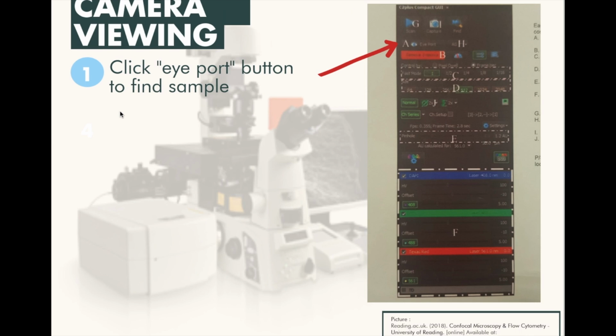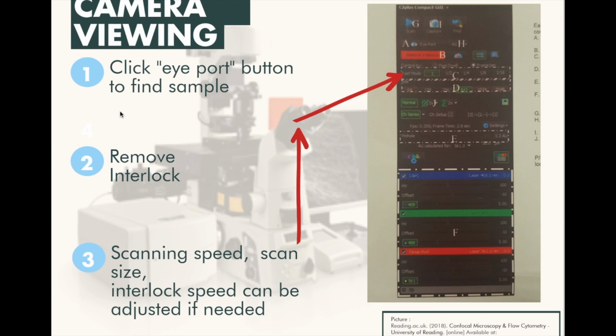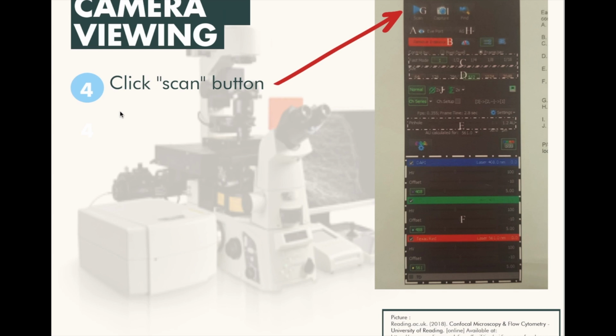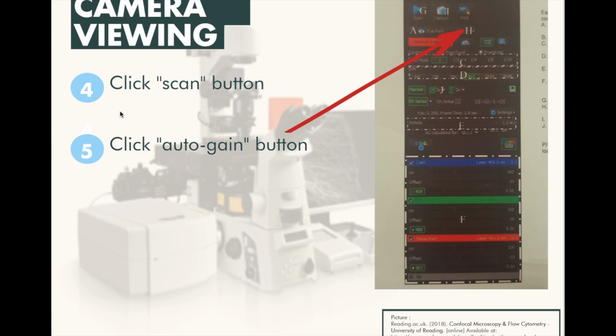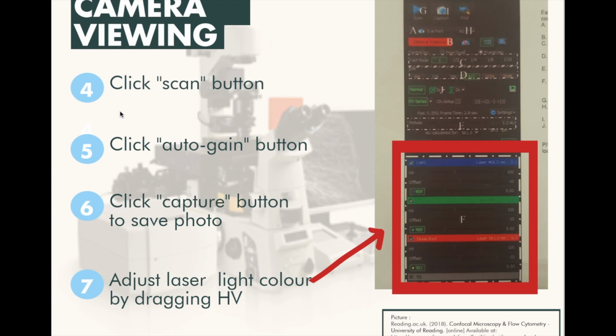To view from camera, click iPod button to find the sample. Remember to remove the interlock. The interlock is a precautionary button. Scanning speed, scan size, interlock speed can be adjusted if needed. Click the scan button, followed by the auto gain button, and capture to save the photo. After the image has been captured, adjust the laser light color by dragging the HV accordingly.